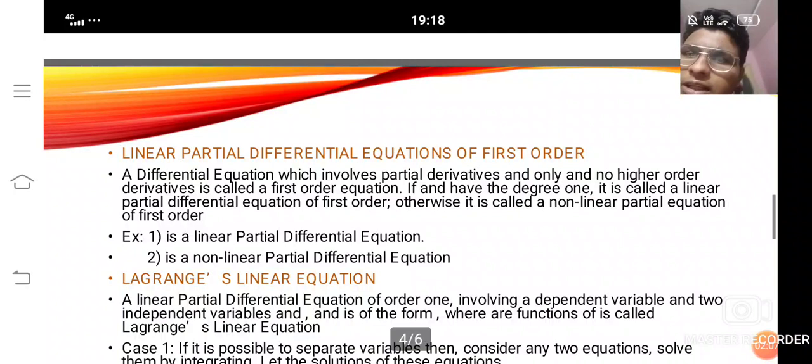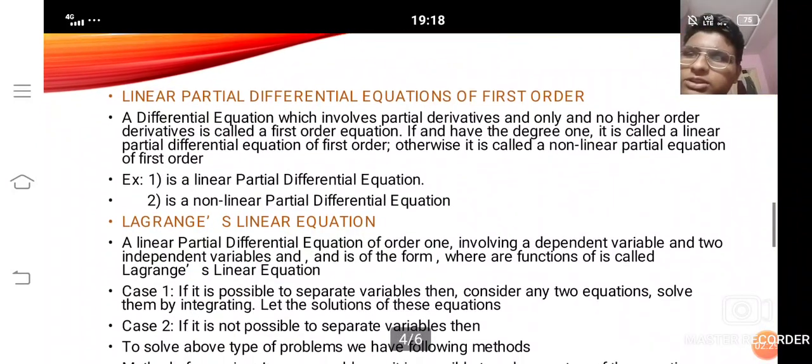Linear differential equation of first order. A differential equation which involves partial differentiation and no higher order differentiation is called a first order equation. If p and q have the degree 1, it is called a linear partial differential equation of first order. It is also called LPDE. Otherwise, it is called a non-linear partial differential equation of first order.